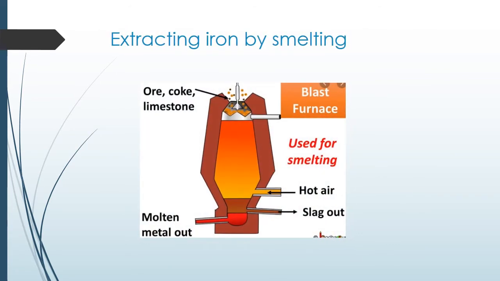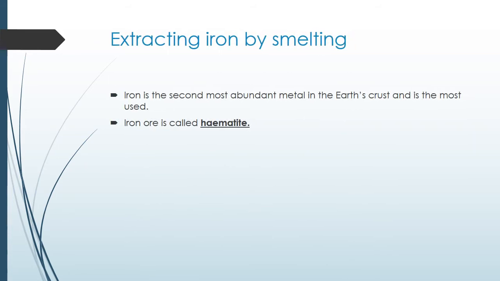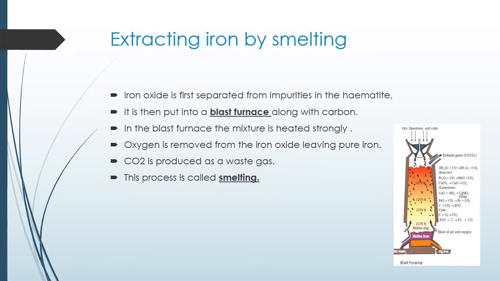Dear students, here I will explain extraction of iron from its ore by smelting. Iron is the second most abundant metal in the Earth's crust and is the most used. Iron ore is called hematite. Dear students, how is iron extracted from its ore? It's a long process which begins with concentration. Concentration removes the water and other volatile impurities such as sulfur in carbonates.